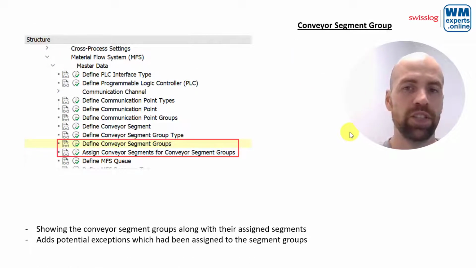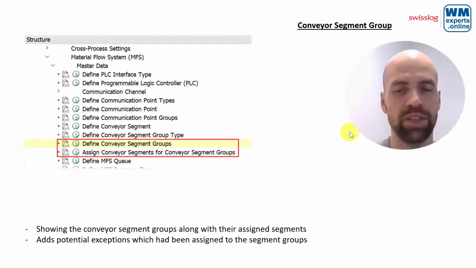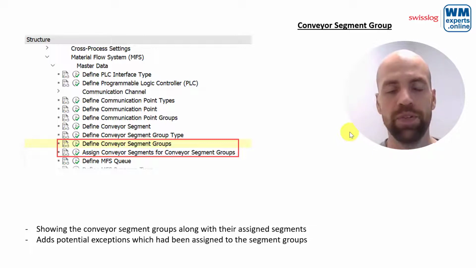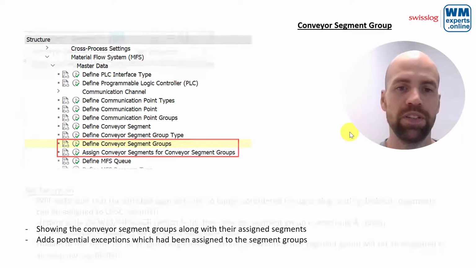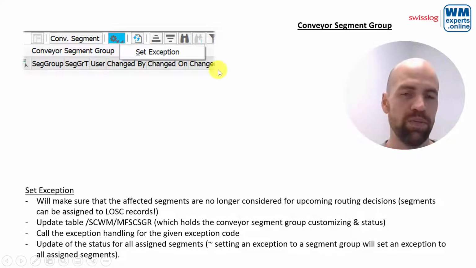The next node shows the conveyor segment groups, and conveyor segment groups are basically a collection of conveyor segments which are maintained or controlled together as a group. It adds exceptions which can potentially be assigned to the segment groups. So in case the segment groups have an exception, you will see the exception also in the grid in the warehouse monitor. Now the only method that you have here is to set an exception, and that's pretty interesting.